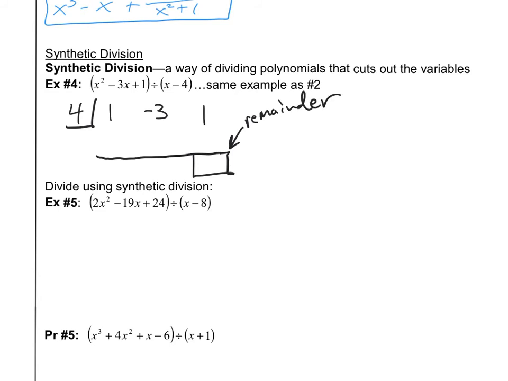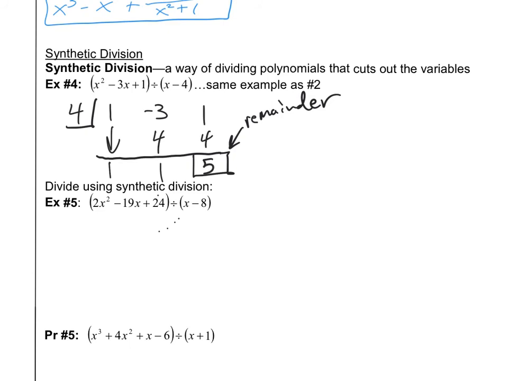All right, all we got to do is bring the first term down. That's just a 1. And then we just multiply and add. 4 times 1, that's 4. So I'm going to put a 4 here. And now I'm going to add straight down, negative 3 and 4, that's a 1. Okay, 4 times 1, that's a 4. 1 plus 4 is 5. So that means my remainder is 5.